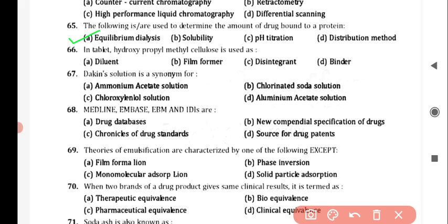Next question is, in tablet hydroxypropyl methylcellulose is used as, and the correct answer is option B, film former. Next question is, Dakin's solution is a synonym for, and the correct answer is option B, chlorinated soda solution. Next question is, Medline, Embase, EVM and IDIs are, and the correct answer is option A, drug databases. Next question is, theories of emulsification are characterized by one of the following except, and the correct answer is option B, phase inversion.